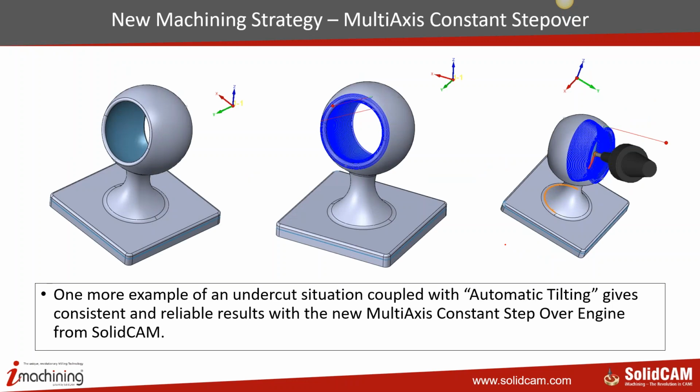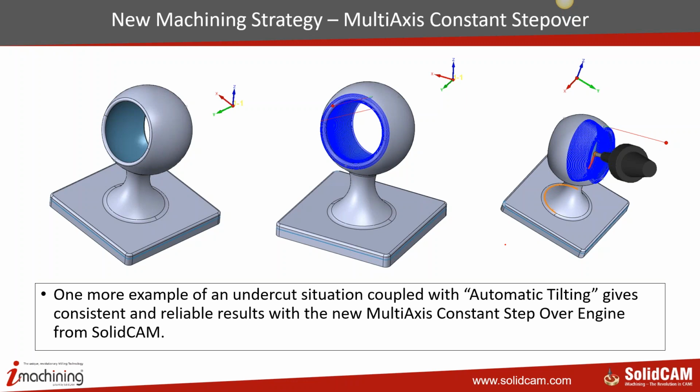Most important, in another given situation where you have got undercut machining, multi-axis constant stepover coupled with automatic tilting gives consistent and reliable results. Automatic tilting in SolidCAM has actually been the most reliable way of avoiding gouges or collisions with neighboring surfaces, and the tilting uses a completely new engine now. It's extremely reliable and gives you very good results when you're using automatic tilting.